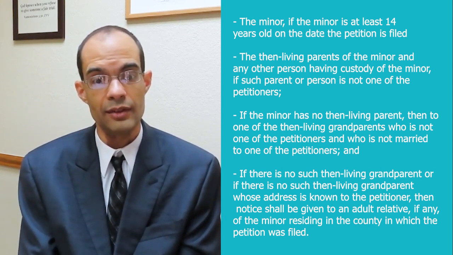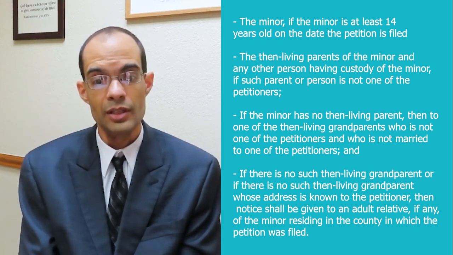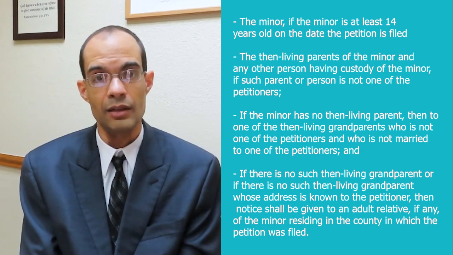And if there is no such then living grandparent, or if there is no such then living grandparent whose address is known to the petitioner, the notice shall be given to an adult relative, if any, of the minor residing in the county in which the petition was filed. And you'll need to deliver the documents by mail to each person's last known address at least 10 days before the hearing.